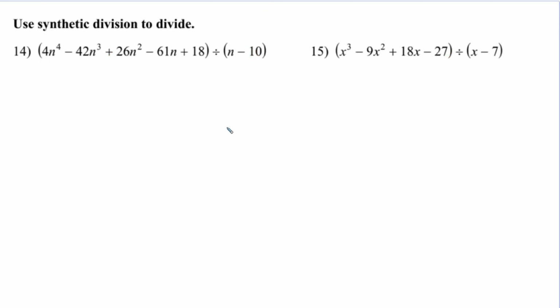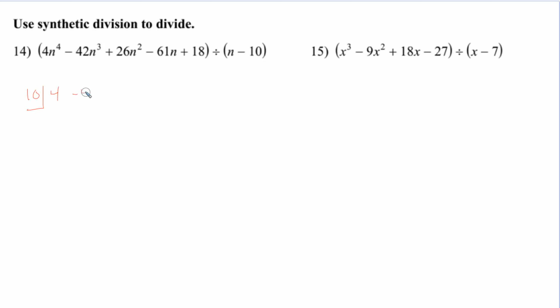Use synthetic division to divide. This is just a little process we use to make long division quicker. So when we're dividing a large polynomial by a binomial, we can put the opposite of this here. So we're going to put 10. We're going to list our coefficients. Sometimes if there's something missing, like if this n cubed wasn't here, we would have to put a 0, but it's there. So we list the coefficients.